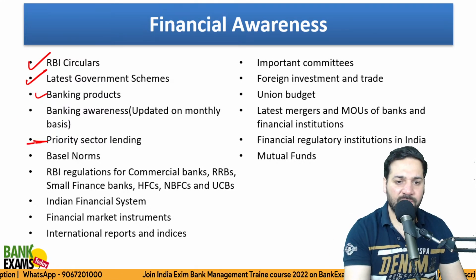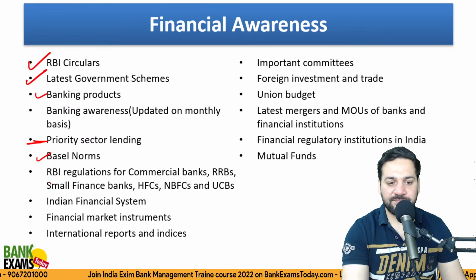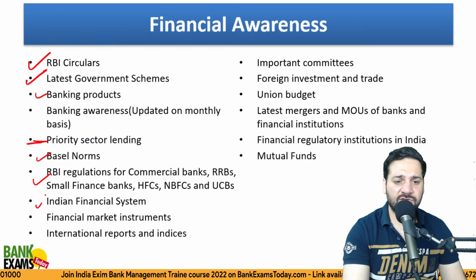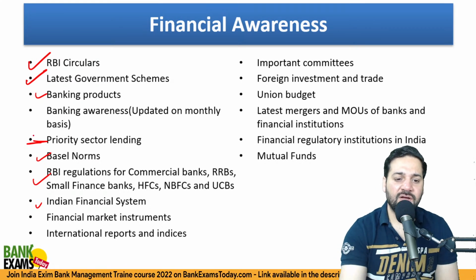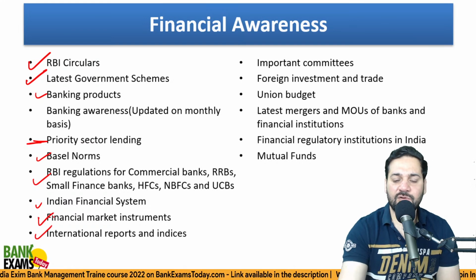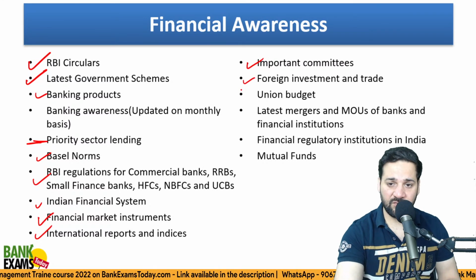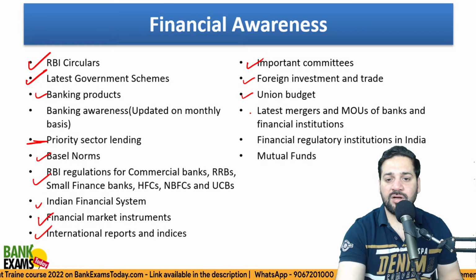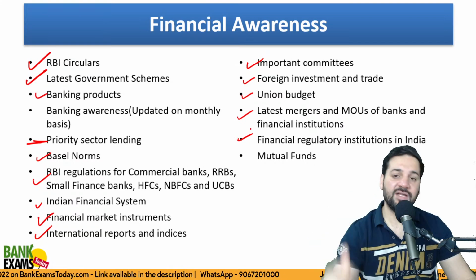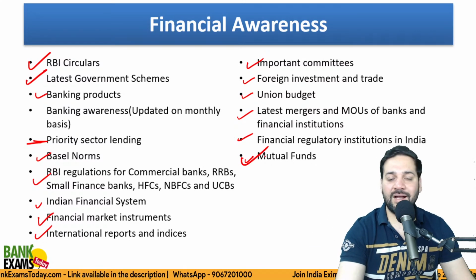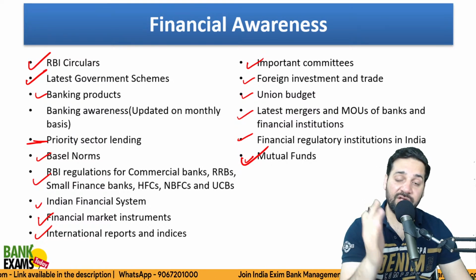These are RBI circulars, priority sector lending. We do that on a monthly basis. The Basel norms, Indian financial system, RBI regulations for commercial banks, RRBs, UCBs, financial market instruments, international reports and indices, important committees, foreign investments, trade and investment, union budget, latest mergers and MOUs, financial regulatory institutions in India, and mutual funds. We cover that on a daily basis and we compile it on a monthly basis, and it's available in the course.